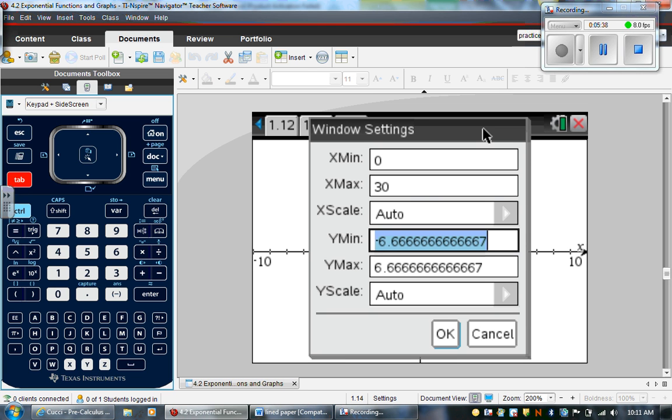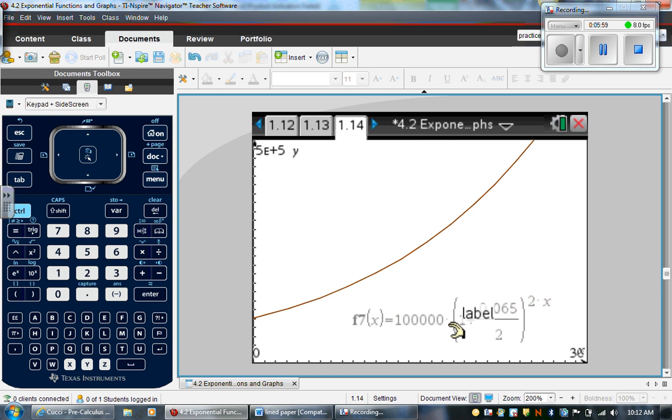My minimum Y, if I'm starting at 100,000, I really don't need any negative values there either, since this is appreciation, not depreciation. I'm going to start it at 0 just to give us a nice even look. And then if we start at 100,000, we know we're going to be having growth, so let's make it 500,000. And okay. So we get a nice exponential curve that's increasing. All right, so there's our graph.